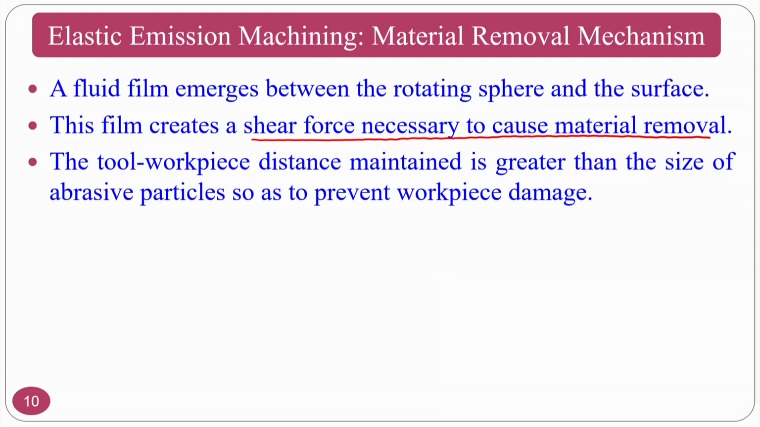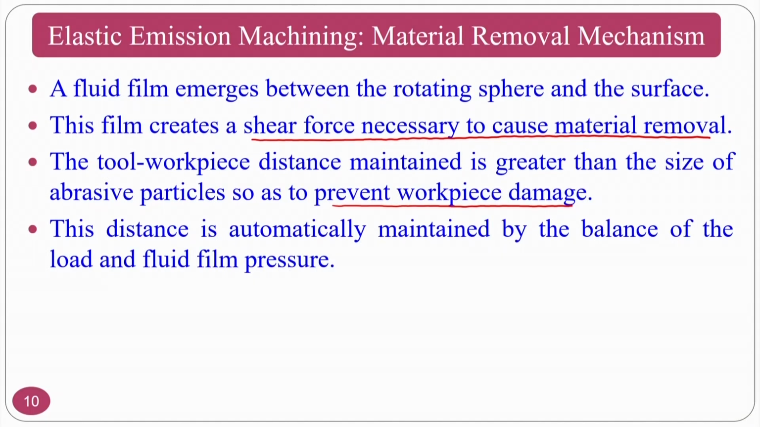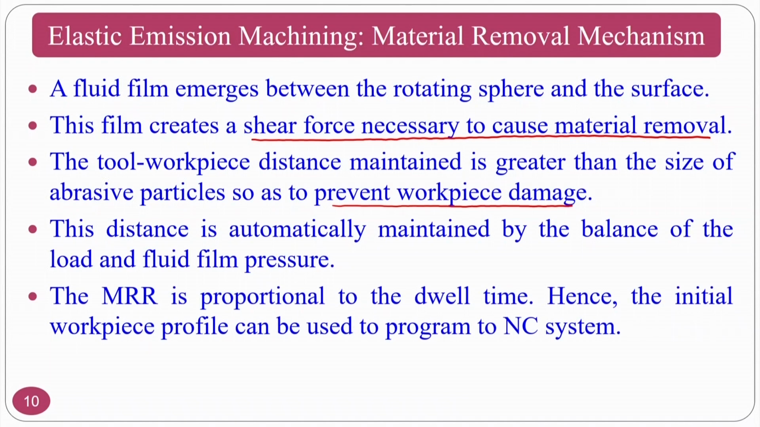The tool-workpiece distance is maintained greater than the size of the abrasive particle, to prevent workpiece damage. That means your abrasive particles are so fine that the gap should always be much bigger than the abrasive particle, so that there will not be any mechanical shearing action. This distance is automatically maintained by the balance of the load and fluid film pressure. There will be a closed loop system, and they will always measure the forces and maintain the pressures.